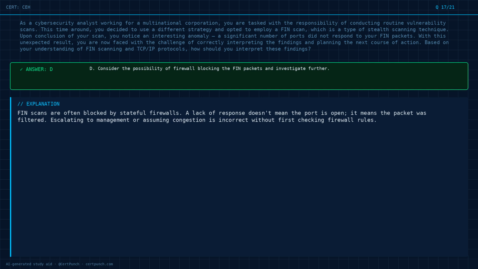Exam logic. Fin scans are often blocked by stateful firewalls. A lack of response doesn't mean the port is open, it means the packet was filtered. Escalating to management or assuming congestion is incorrect without first checking firewall rules.